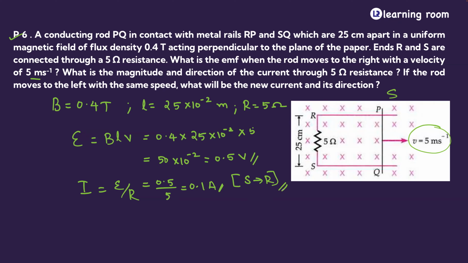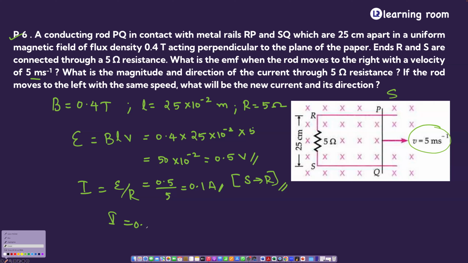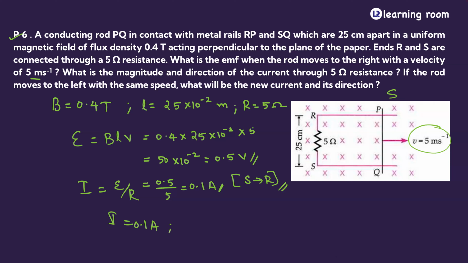If the rod moves to the left with the same speed, what will be the new current and its direction? If the rod moves to the left with the same speed, the value of current is still going to be the same, which will be 0.1 ampere. But this time the direction of current will be reversed. It will be from R to S. So this is what is supposed to happen. Clear?